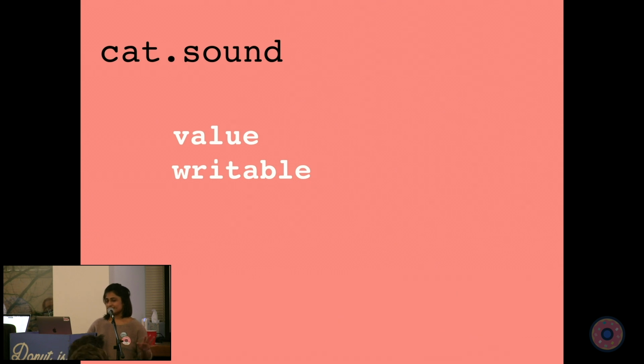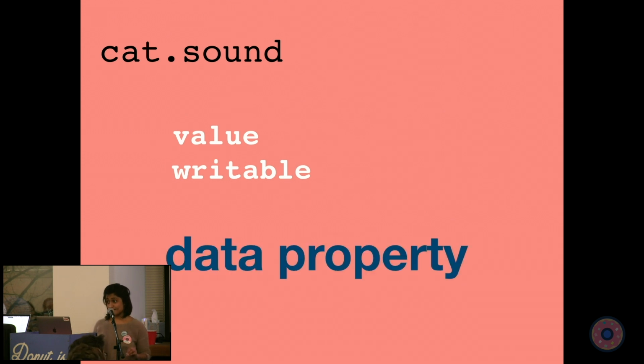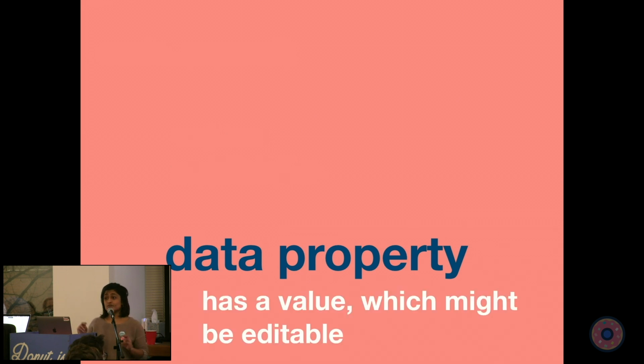The value and writable keys actually tell us a lot about the sound property. The fact that they exist tells us that this is a data property. So what is a data property? A data property is one that has some value which may or may not be writable, which means you can edit it, you can change it. And in our case, we had a sound property, and it has a value, which is a string, and we can change it because it's writable. Makes sense so far, hopefully.